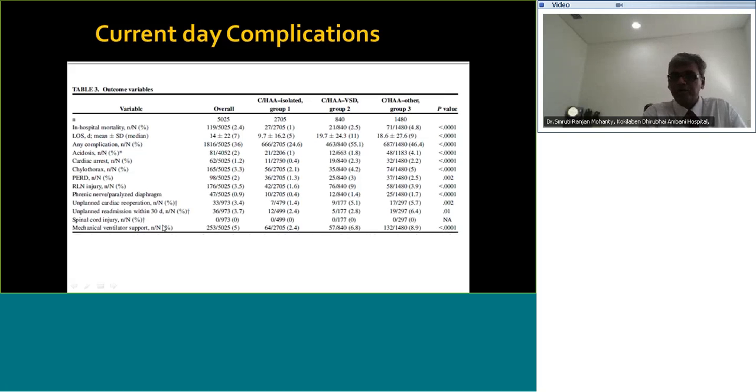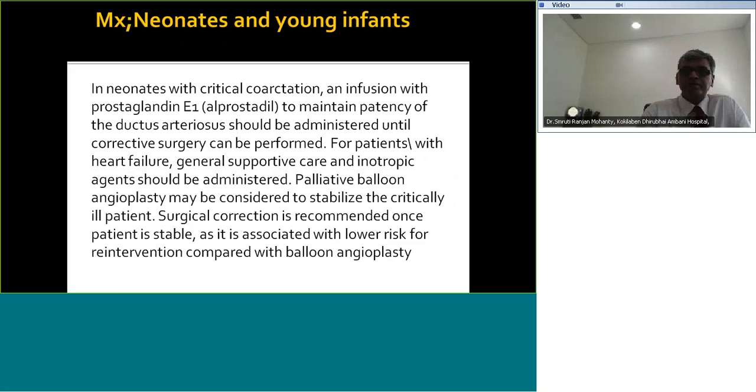Spinal cord injury, very important to know, is 0% across the group, even in the complex group. And mechanical ventilatory support was required in only 2.4%, and that is because of other respiratory issues. So it's very important to know that the current day outcomes of coarctation repair are excellent.